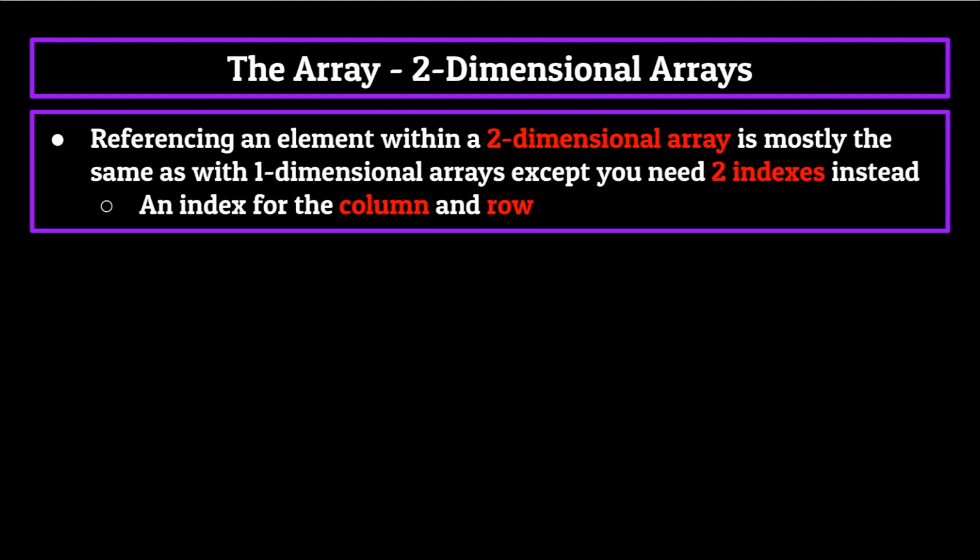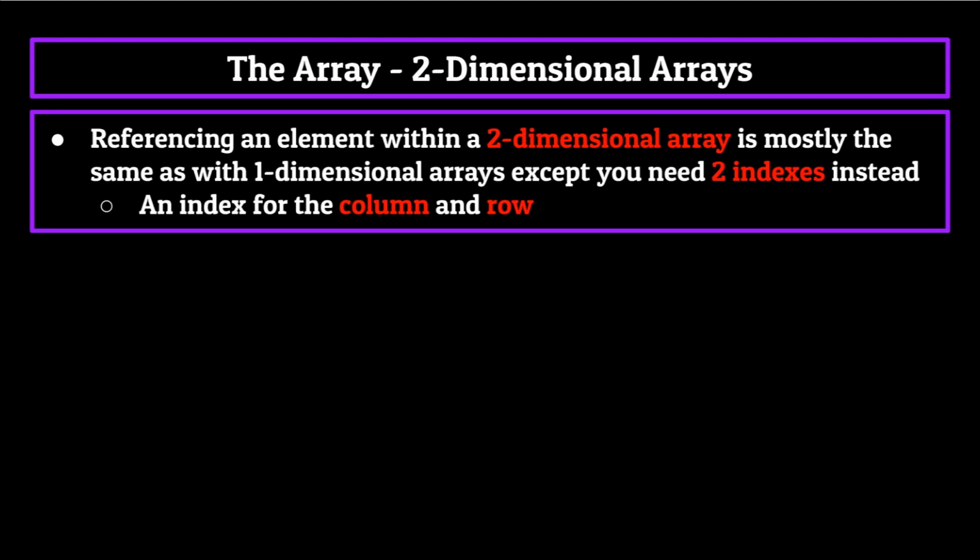Now, referencing an element within a two-dimensional array is mostly the same as with one-dimensional arrays, except you need to give it 2 indexes instead of 1. The first number would be the column you want to reference, and the second number would be the row you want to reference. By combining these two numbers, we can single out an element within the 2D array that will then be returned to us.